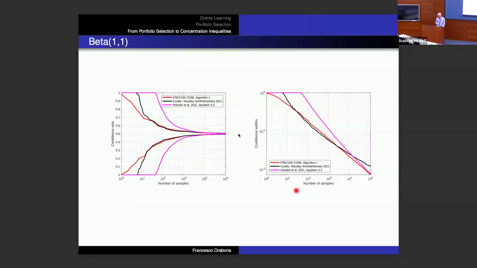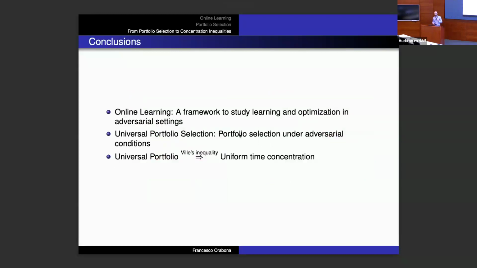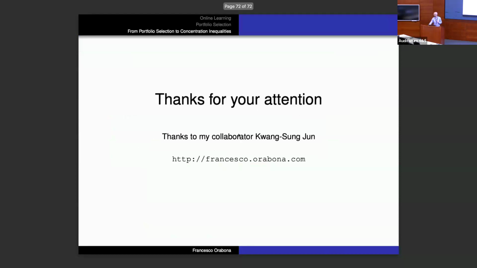And I want to also underline the fact that, for example, this is a random variable where the variance is kind of big, and so you can see that here we are at 10 to the minus 2 as the confidence width. This is instead a random variable in which the variance is much smaller, and you can see that this is converging to 0 much faster, because this is exactly what you would like to have. The algorithm has to adapt to the variance. Okay, that's it. If you want to forget everything, this is basically a summary of the talk: universal portfolio, you just use Ville's inequality, and you get a uniform-in-time concentration. Okay, thanks.